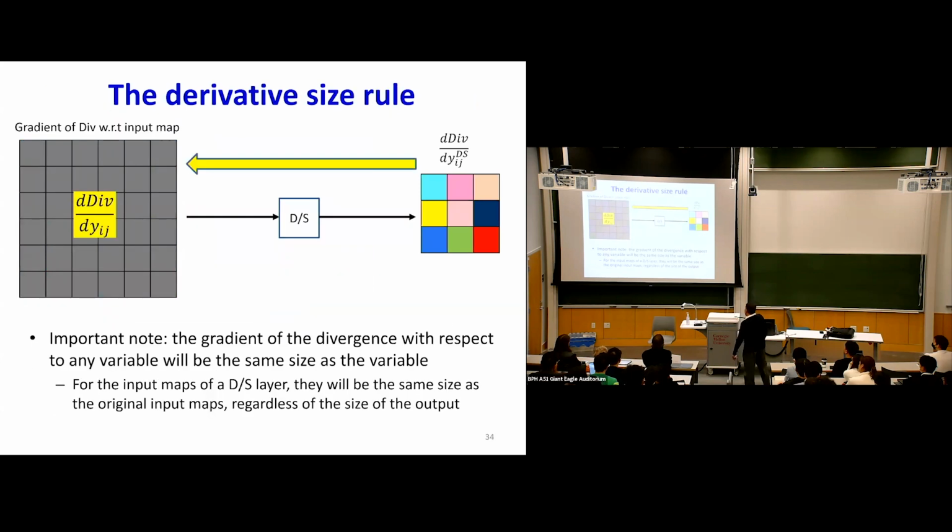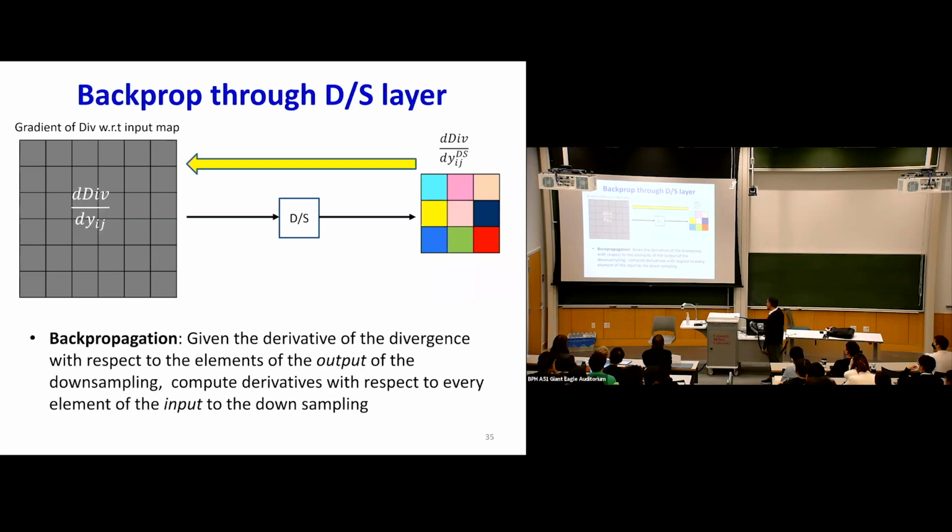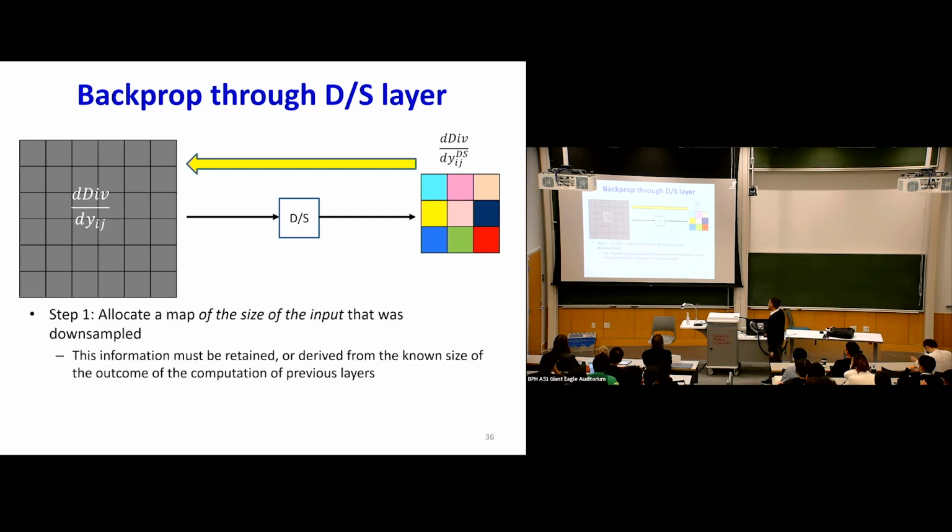And so when I'm going backwards, firstly, the gradient of the divergence with respect to the variable will be the same size as the variable itself. Remember, I'm speaking of the gradient, which is the transpose of the derivative. And so for the input of a downsampling layer, the gradient is going to be the same size as the input itself. Specifically, given the derivatives here, I need to be able to compute the derivatives out here. And using the simple rules that we just saw, here's what we will do.